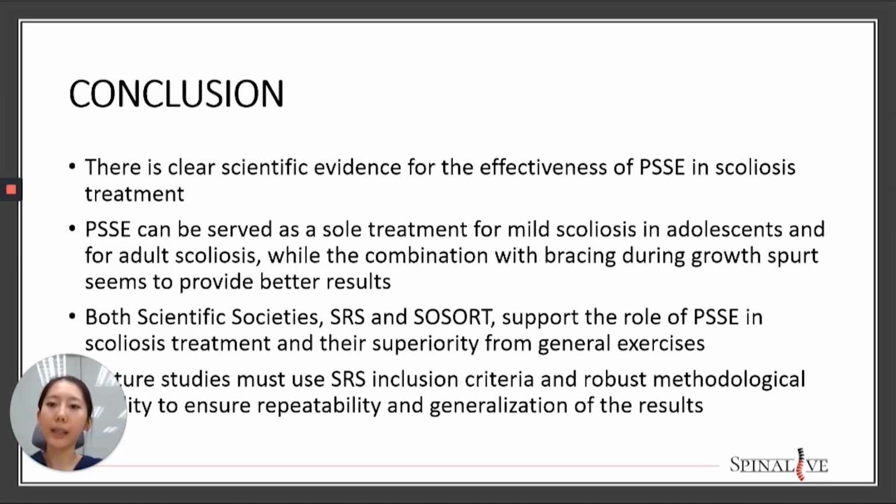Okay, so the conclusion would be, as there is clear scientific evidence for the efficacy of PSSE in scoliosis treatment, it can serve as the sole primary treatment if it's mild scoliosis, but anything towards a moderate scoliosis curve, bracing and exercises would provide better results.